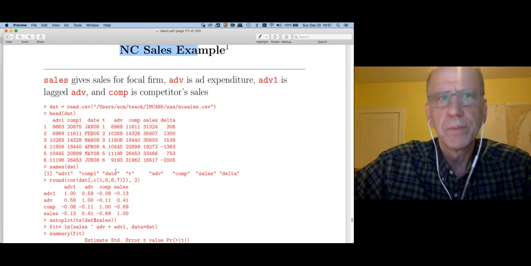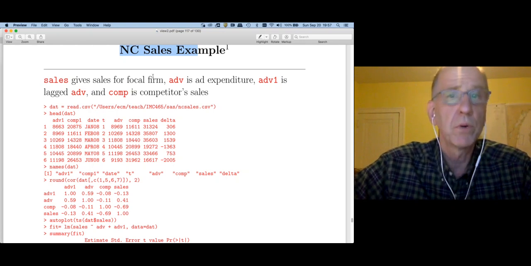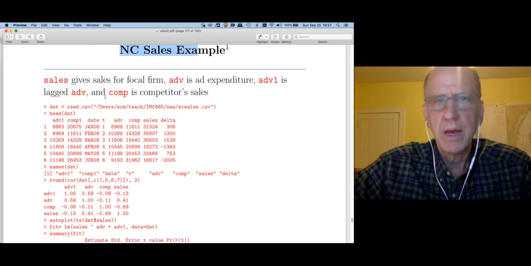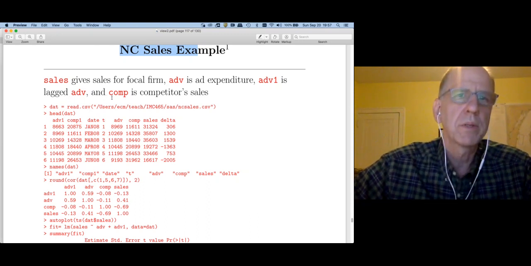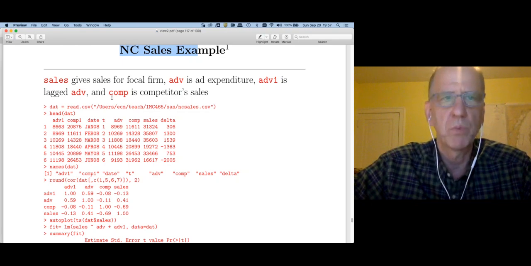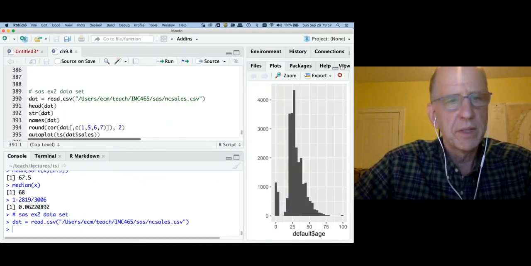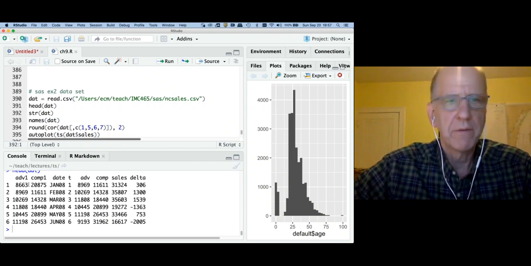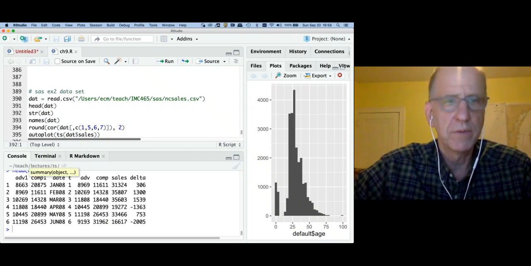What we want to do is model how the sales of some focal firm depends on its advertising this period as well as last period. And we're also going to worry about competitor sales as well. So I'm going to read in the data, and what we have are a handful of variables. We're not going to be using all of these.